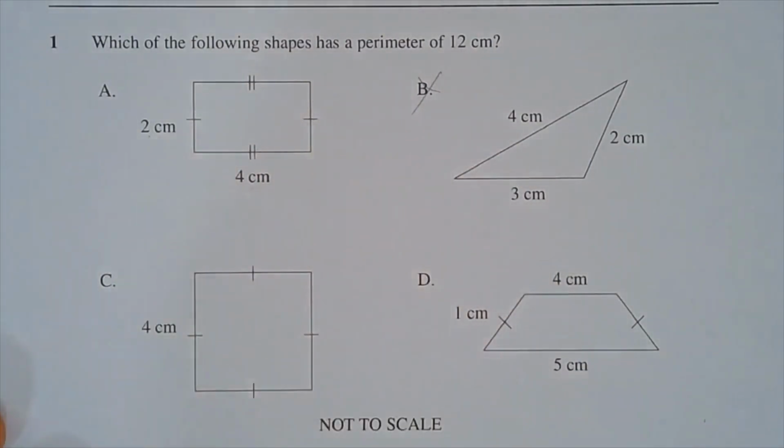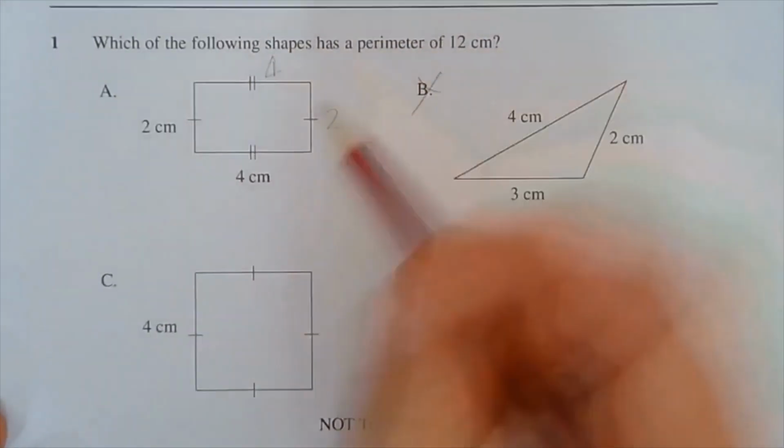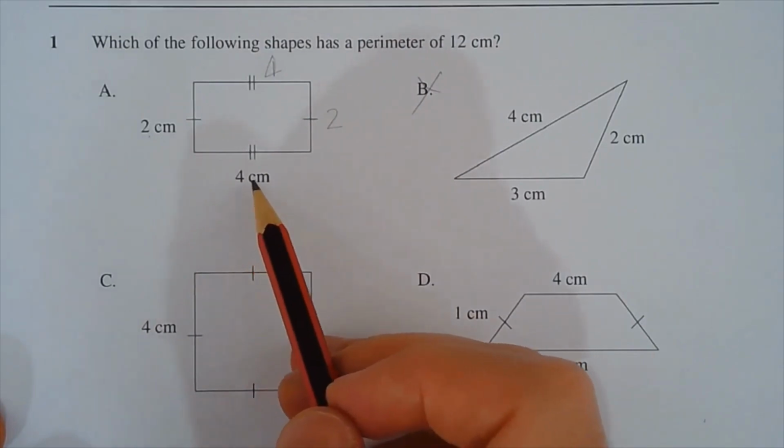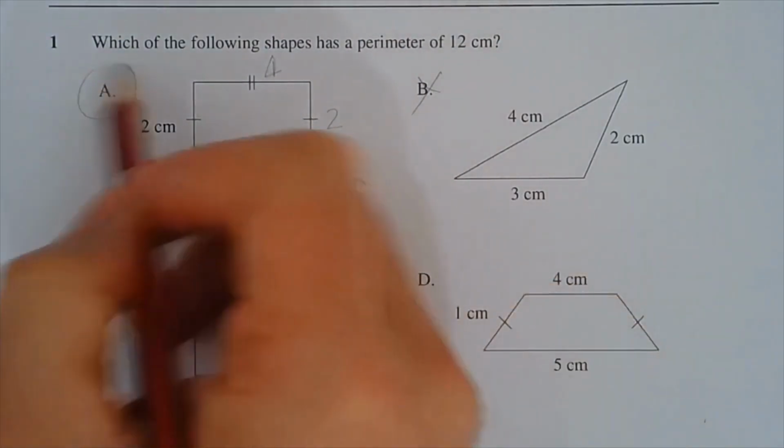So if that's 2 centimeters there, so this is the height of the rectangle. This one here is 2 centimeters as well. Opposite sides are equal and parallel, of course, in a rectangle. 4 centimeters for the length down here. This one's also 4. 2 plus 4 is 6. 6 plus 2 is 8. 8 plus 4 is 12 centimeters. So the answer is A.